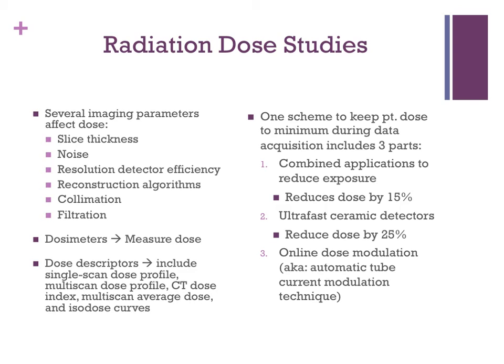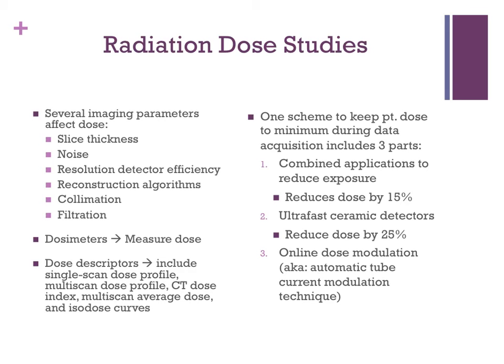So I'm sure you've noticed that radiation dose has been a topic at the forefront of this imaging modality for the past few years. Several imaging parameters affect radiation dose in CT imaging. These include slice thickness, noise, resolution, detector efficiency, reconstruction algorithms, collimation, and filtration. Dosimeters measure dose in CT, and there are a few different dose descriptors that are used in CT, and these include single scan dose profile, multi-scan dose profile, CT dose index, multi-scan average dose, and isodose curves. We will discuss some of these dose descriptors a little bit more in Chapter 10.